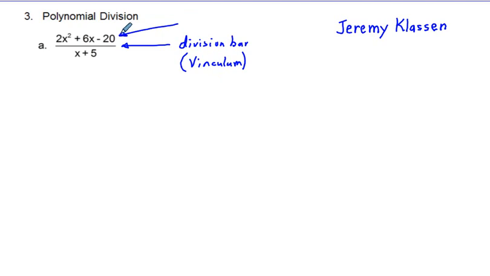In the numerator, what we are dividing is called the dividend. So that's going to be this quantity here. What we are dividing by in the denominator is called the divisor. And when we calculate our answer, it is called a quotient.